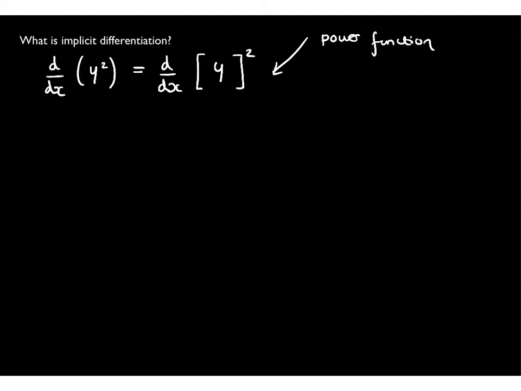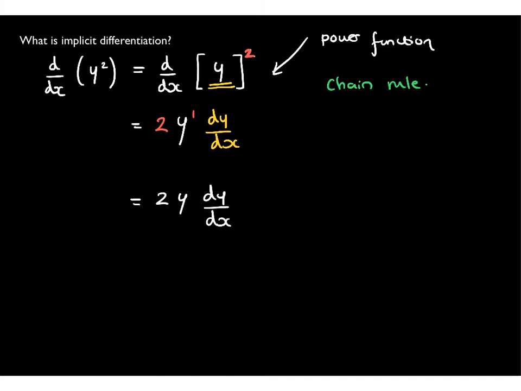And what does the chain rule tell us? It tells us to multiply by the power. So if this is our power of 2, it tells us to multiply by the power of 2, reduce the power by 1, so it becomes 1, and then multiply by the derivative of the inner function. What is the inner function? It's y, and if we differentiate y with respect to x, we get dy by dx. So the outcome is 2y dy by dx.